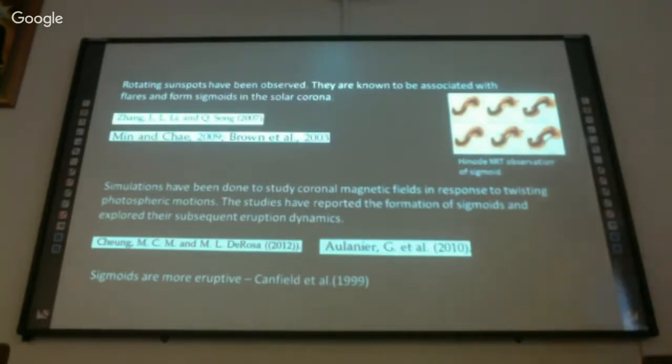But are they sunspots? No, the sigmoids are observed in the corona. Okay, but these are observed in X-ray, I believe. Yes. But are they related to sunspots? Yes, they are above them. That is what these observational papers suggest: when you have rotating structures, they result in sigmoidal structures in the corona, which are observed in X-ray.